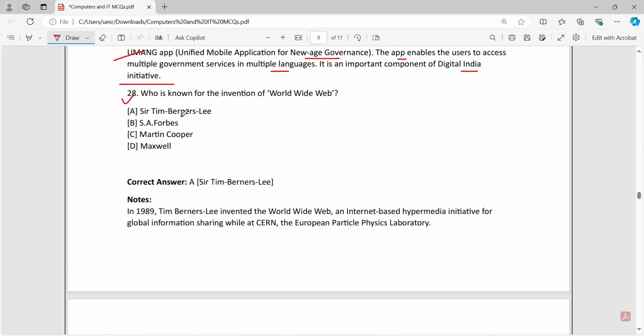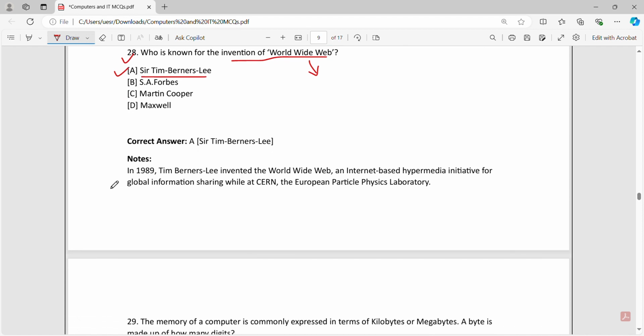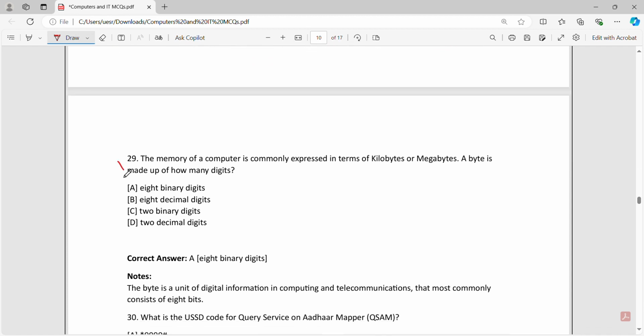28th question. Who is known for the invention of the World Wide Web? So the answer is A, Sir Tim Berners-Lee. In 1989, Tim Berners-Lee invented the World Wide Web, an internet-based hypermedia initiative for global information sharing at CERN, the European Particle Physics Laboratory.